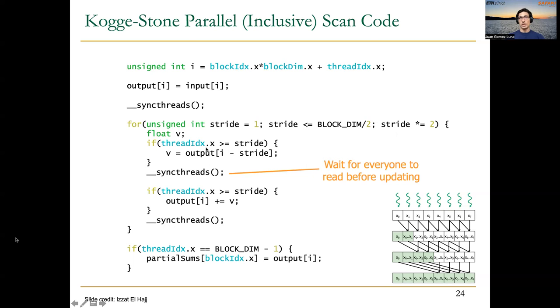So first of all, we read one of the values to add from the output array with syncthreads in order to make sure that all threads have read the corresponding element, and then we add this element to the current value, the output i element, before synchronizing again and going to the next iteration. At the very end of this kernel, the last thread of the thread block will write the output that contains the reduction result, the partial sum that is needed for the second step, the scan of partial sums. We write it to an array of partial sums that has one entry per block.